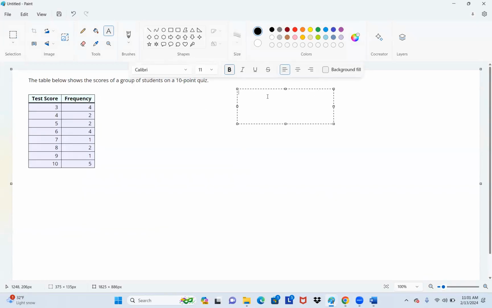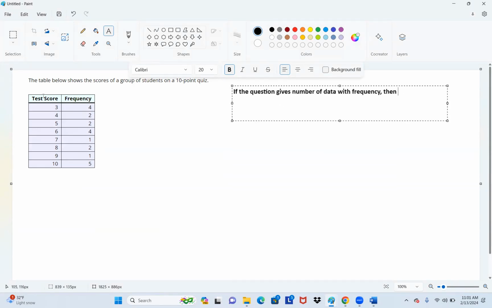So if the question gives the data with frequency, then we might have to take the midpoint, or we simply multiply by the corresponding frequency. This is what we call the weighted average. So each data point has a different weight, and we have to be really careful when we compute it.